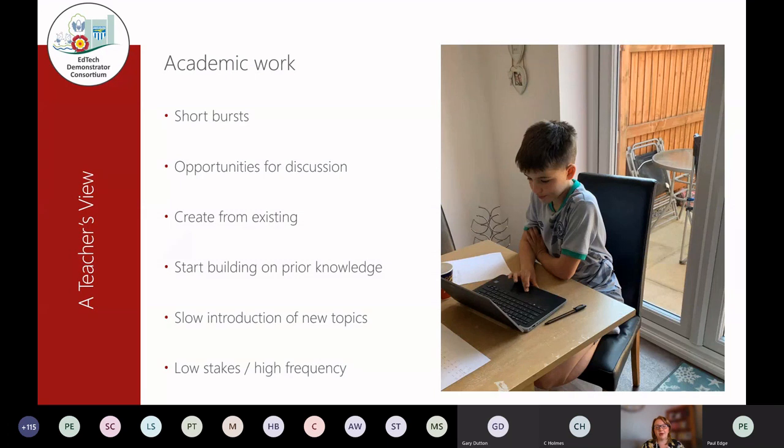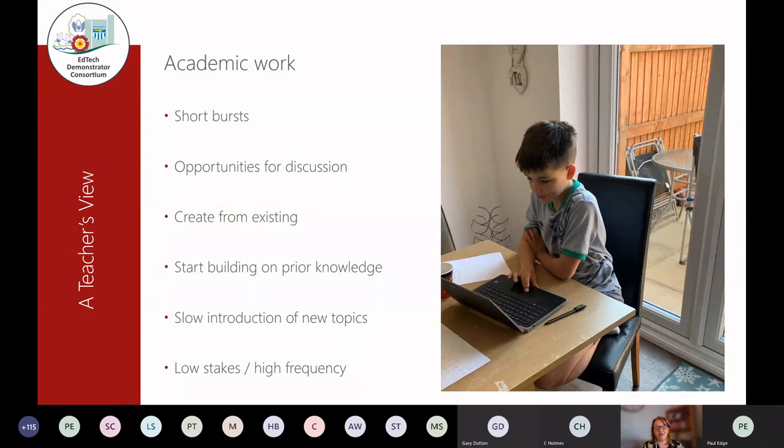In terms of creating academic work from existing, that's fantastic in the sense that it's really reducing teacher workload. You can share the same sort of work with different classes, so that's been really beneficial. Like Paul mentioned, we did start with building on prior knowledge. It was a real opportunity to consolidate the learning that had happened in school, and allowed the pupils to become really confident with that learning and knowledge that they had picked up on.